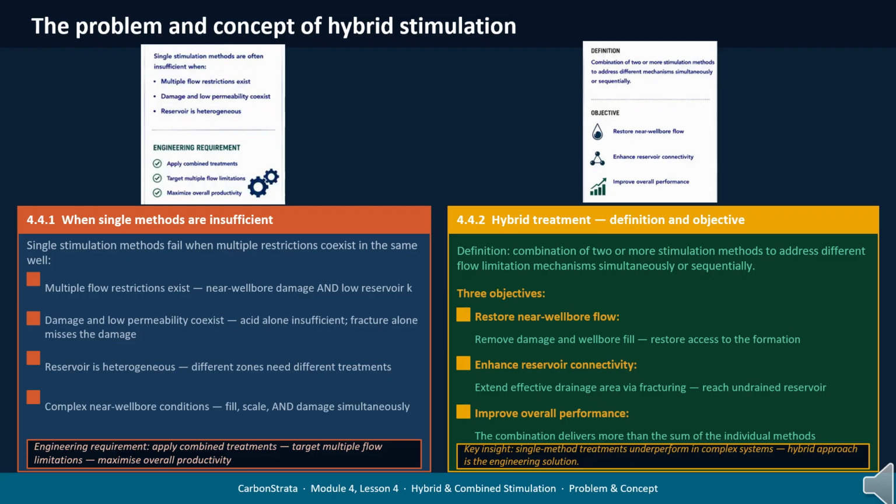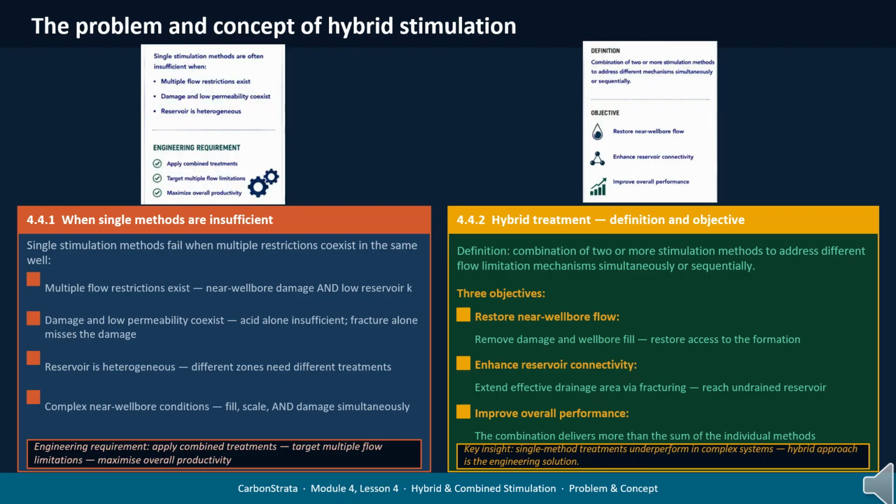Now apply that to the first condition. Near-wellbore damage and low permeability. Acidizing removes the damage. But flow is still limited by the rock. Fracturing creates the pathway. But if damage remains, the fracture starts in a restricted zone. So each method alone fails, for a different reason.